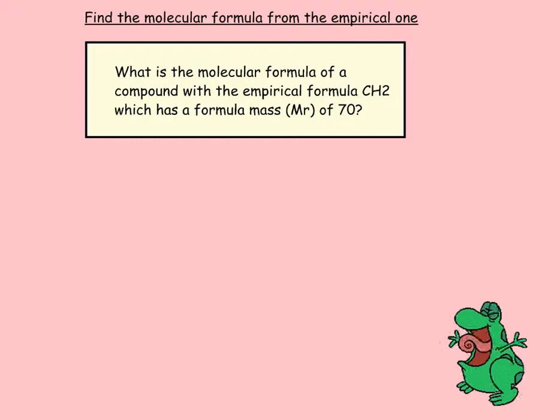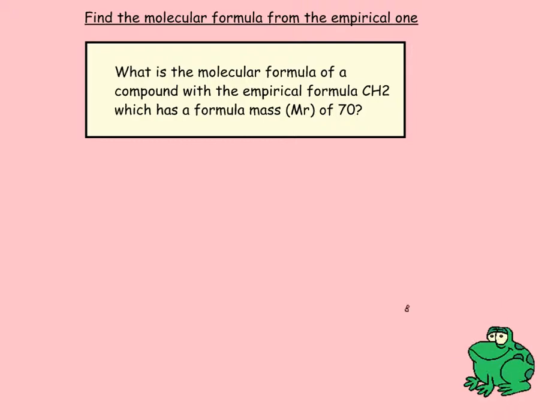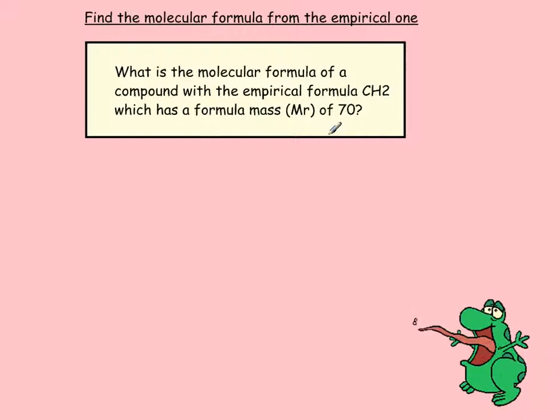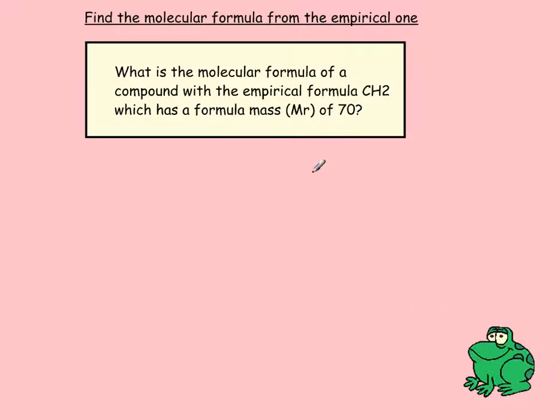Another problem you might come across is this, the molecular formula from an empirical formula one. Oh my goodness, it's all going pear-shaped. Now I've got a nice frog for you. Right, what is the molecular formula of a compound with the empirical formula CH2, which has a formula mass of 70? Right, for this you need to go CH2 and look up the Mr.